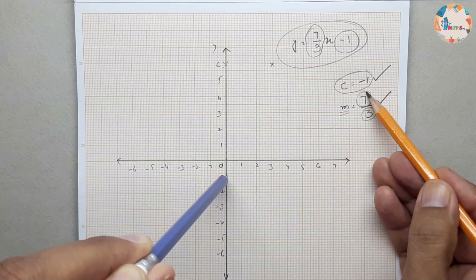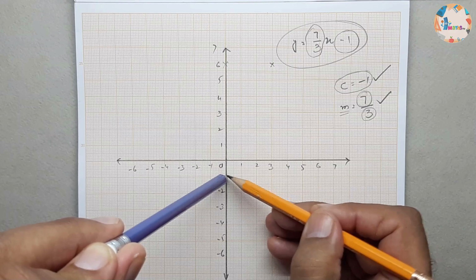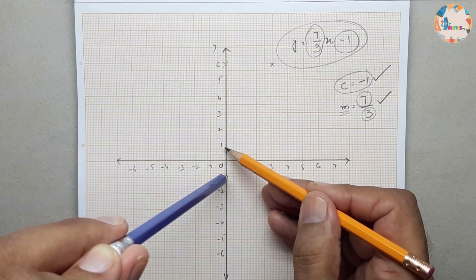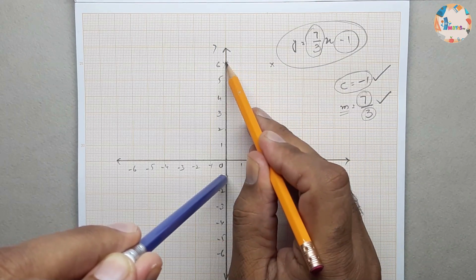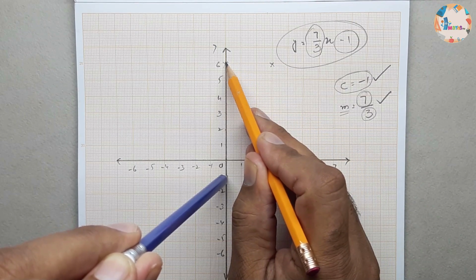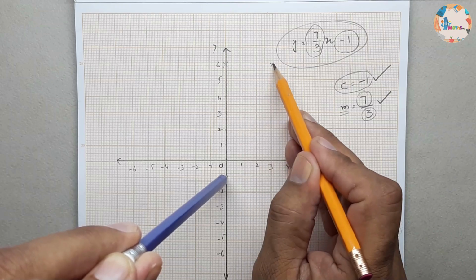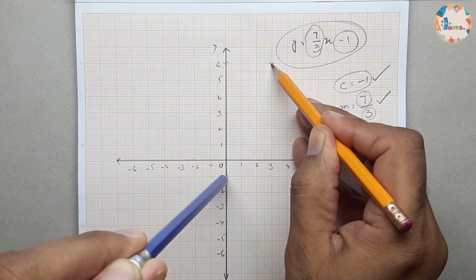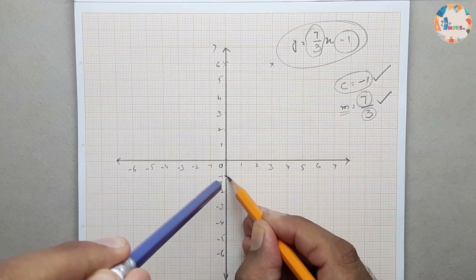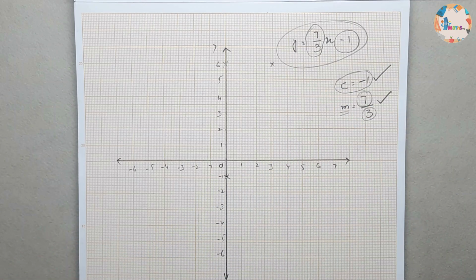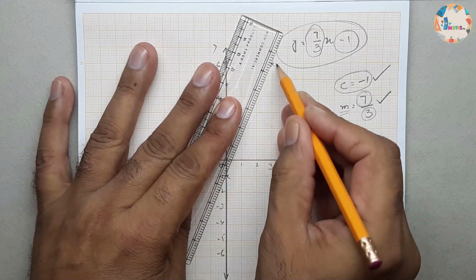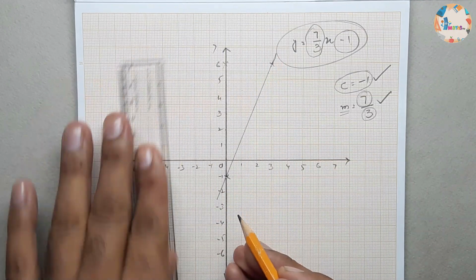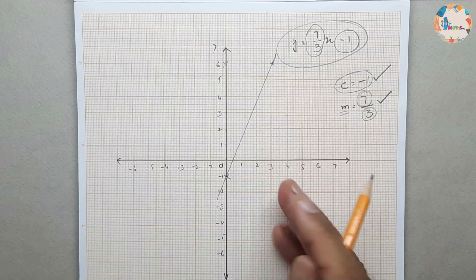So rise is 7. So we have moved our pencil counting from here 1, 2, 3, 4, 5, 6, 7, and then the denominator is 3 units. So 3 units right. So 1, 2, 3. This is how we got this point. So these are 2 points. One is this one, and the second is this one, and we will draw this equation easily. We can draw from here, and this will be our required equation, and that's all.